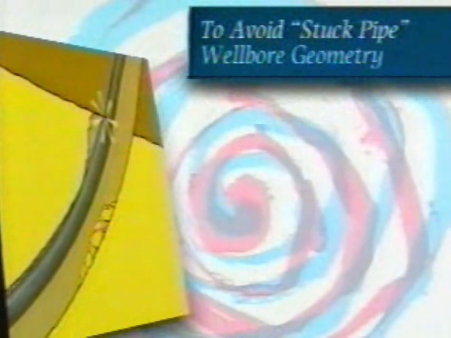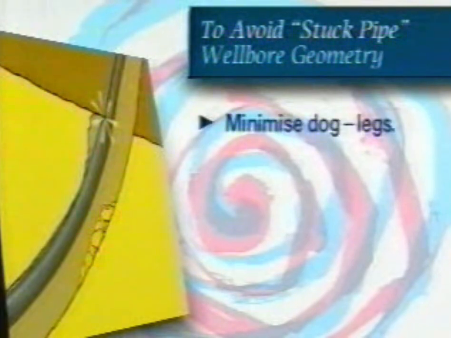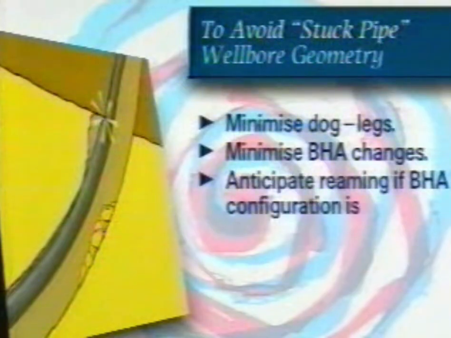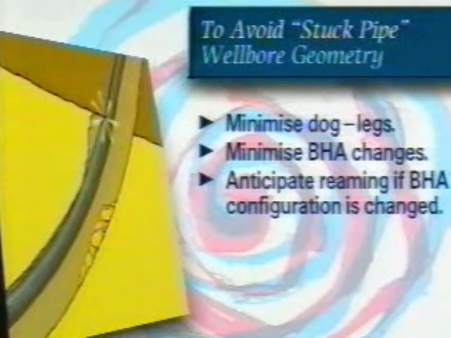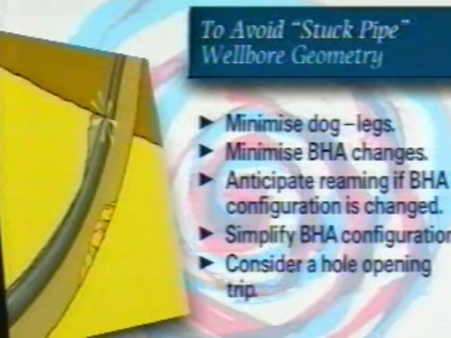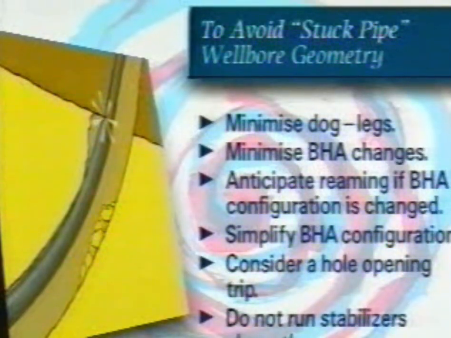To avoid stuck pipe which has been caused by the wellbore geometry, it's necessary to minimize any doglegs, minimize BHA changes, anticipate reaming if the BHA configuration is changed, simplify the BHA configuration, consider a hole opening trip. Do not run stabilizers above the jar.